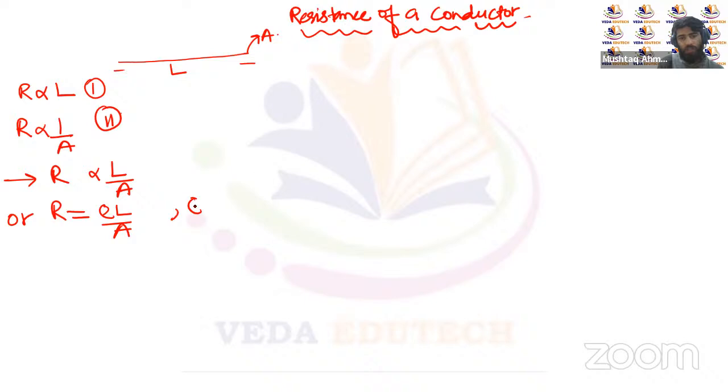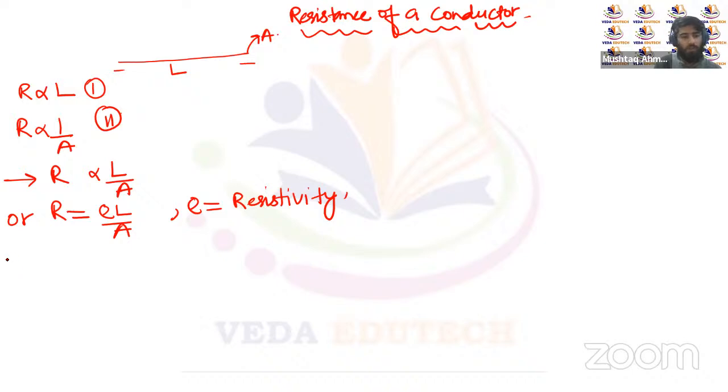And this rho is what we call resistivity. So the resistance of a conductor depends upon the length of the conductor. The greater the length of a conductor, the greater its resistance. The lesser the area of cross section, the greater its resistance, or the greater the area of cross section, the less its resistance. So resistance of a conductor depends mainly on two factors: length of the conductor and area of cross section.